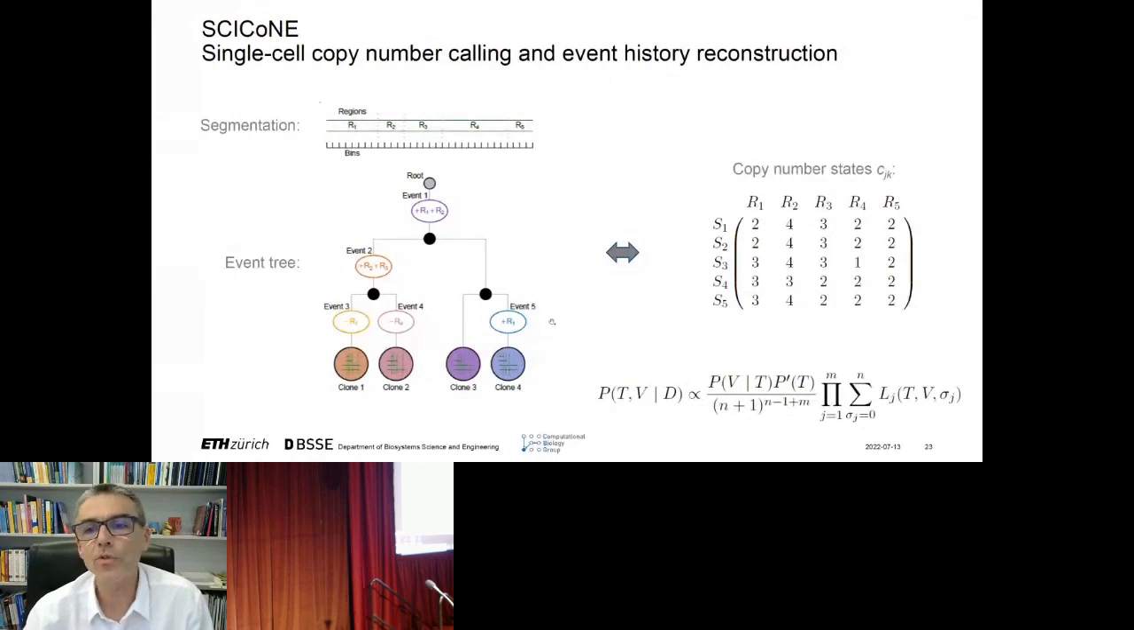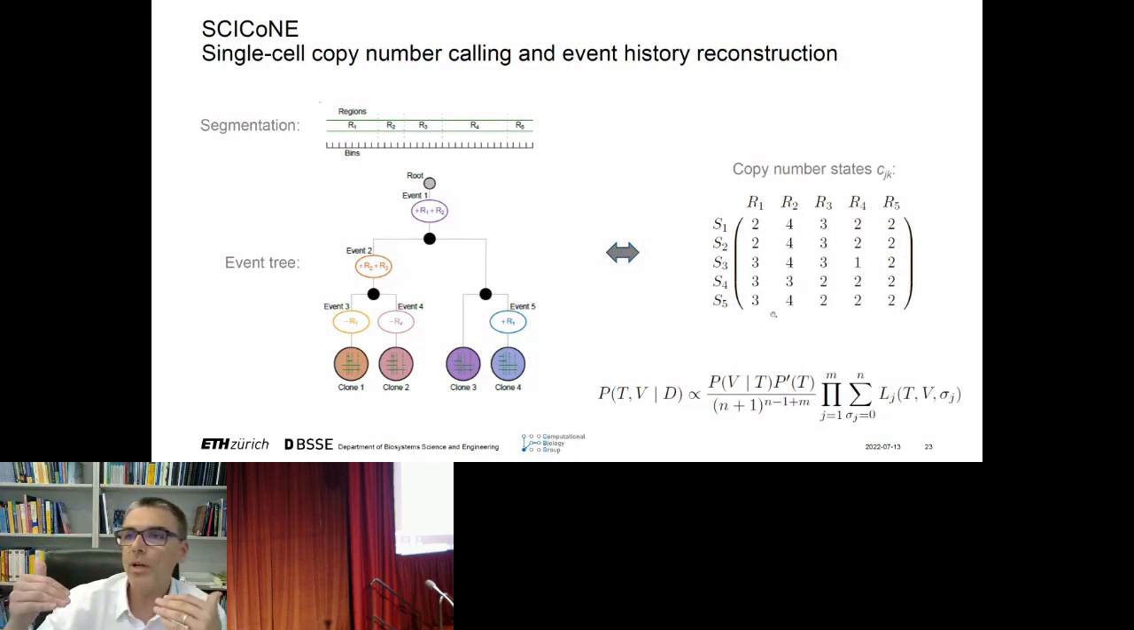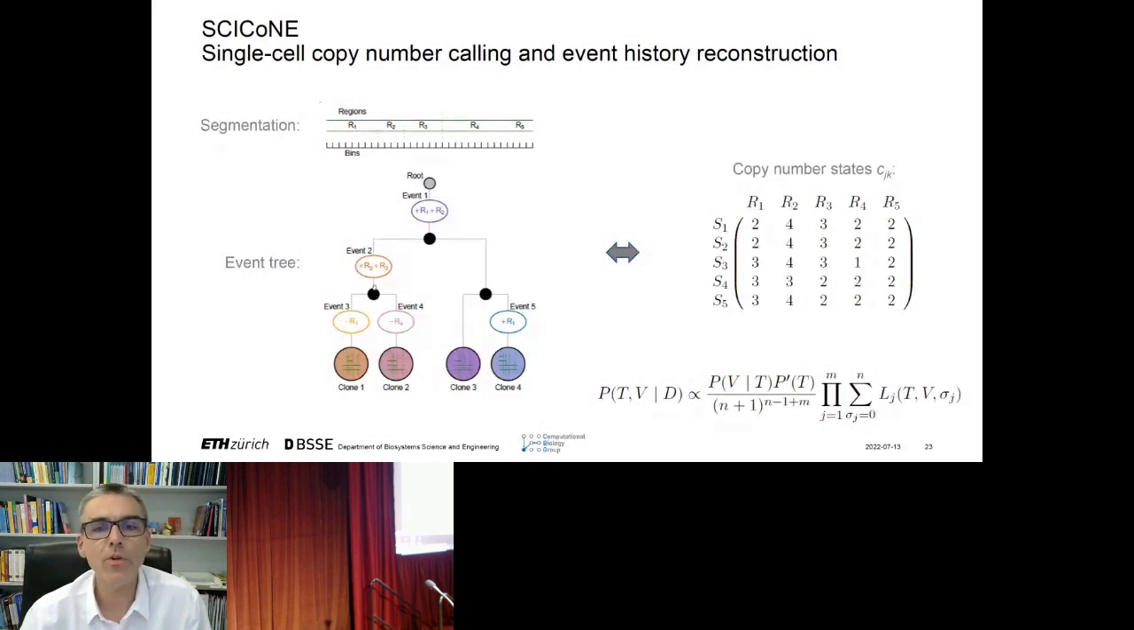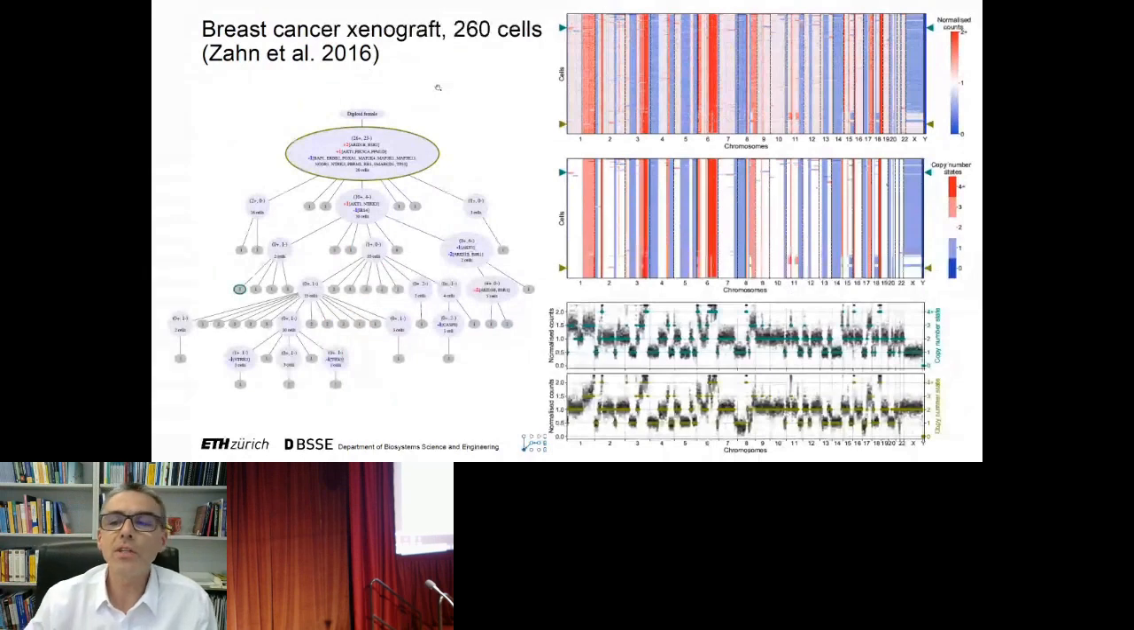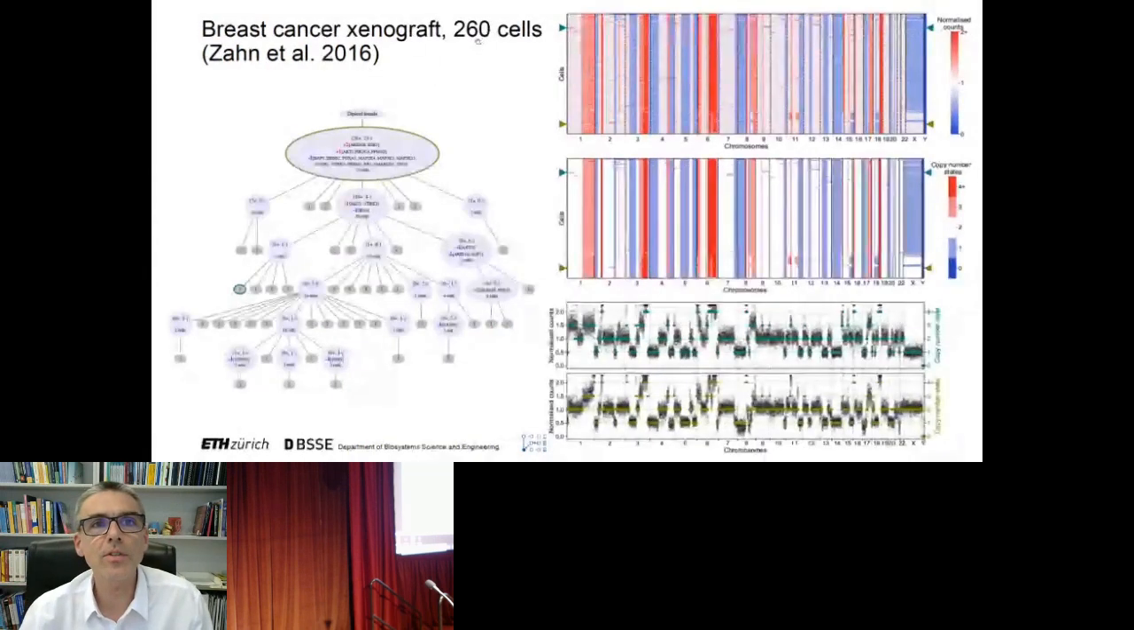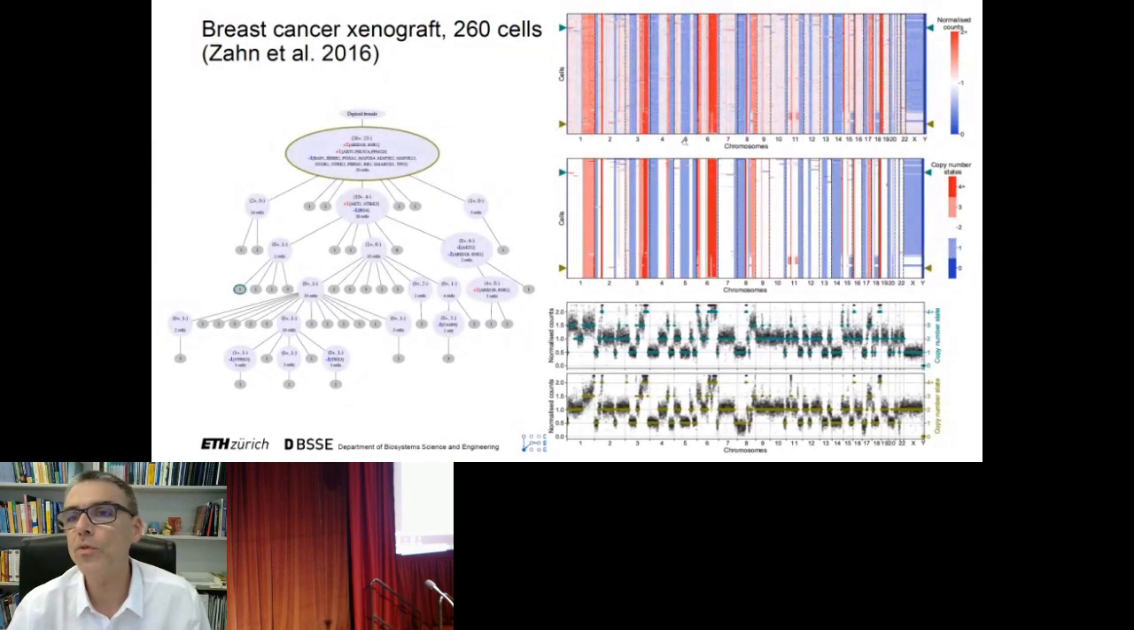Again, we're trying to learn this tree jointly with what we call the copy number states. So these are the called copy number states that we try to infer at the same time that we try to reconstruct their dependencies in the event tree. So just to show you one example, these are data from a breast cancer xenograft that comprises 260 cells. It's data from Sam Aparicio. And the raw data is shown on the top right here. This just shows the normalized read counts over the entire genome and over these 260 cells.